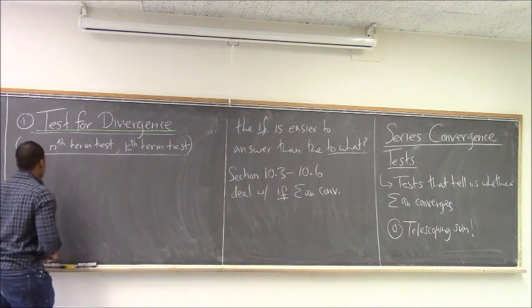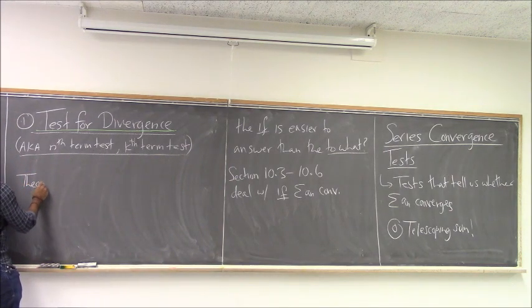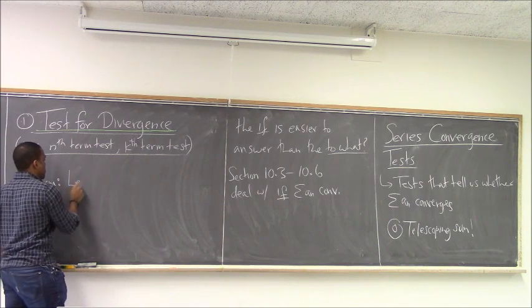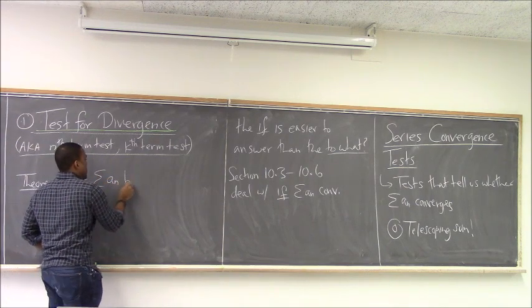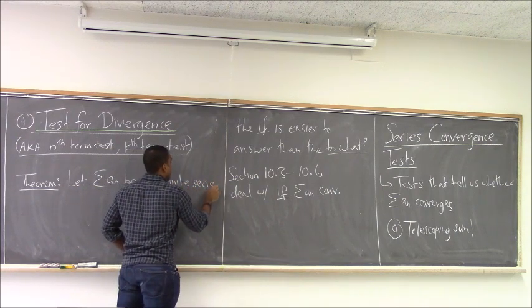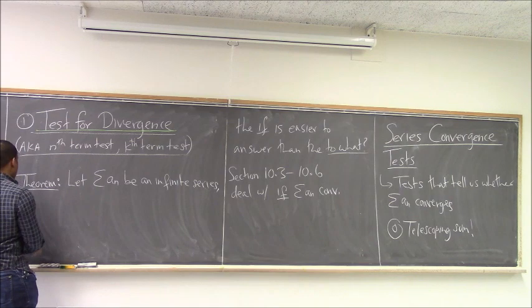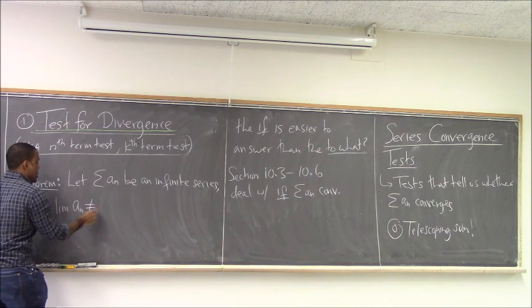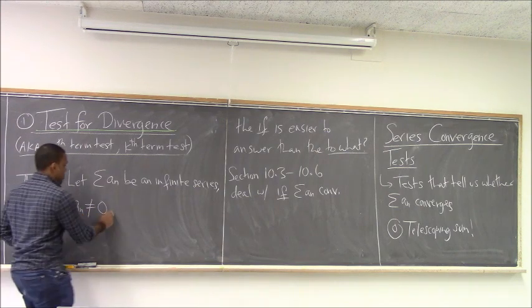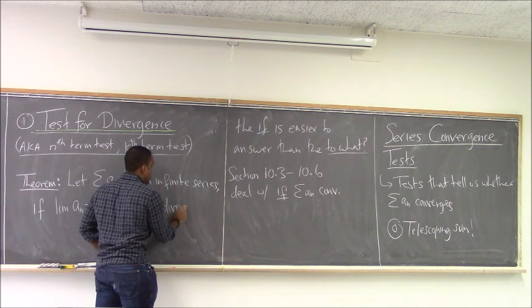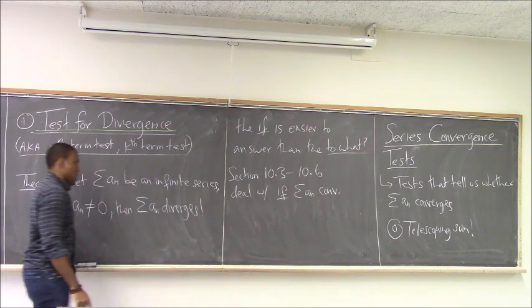And so it comes to us in a theorem that I'm not going to prove, but it should make sense once you actually think about it. So, like A and B, an infinite sequence series. Here's what it says. If the limit of AN is not 0, then AN diverges. And that's it.